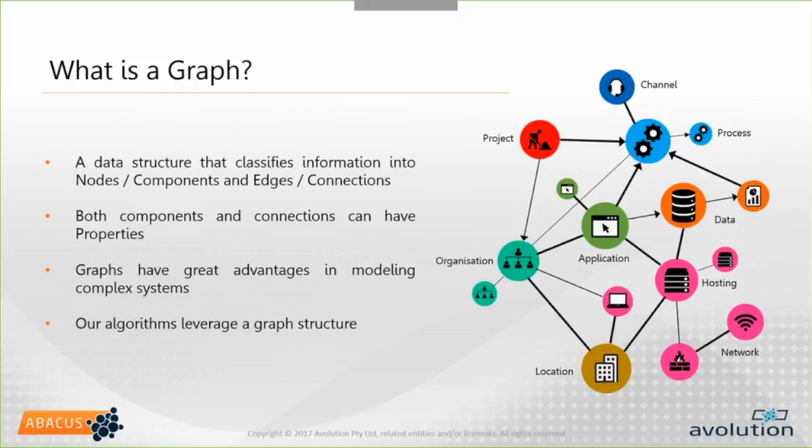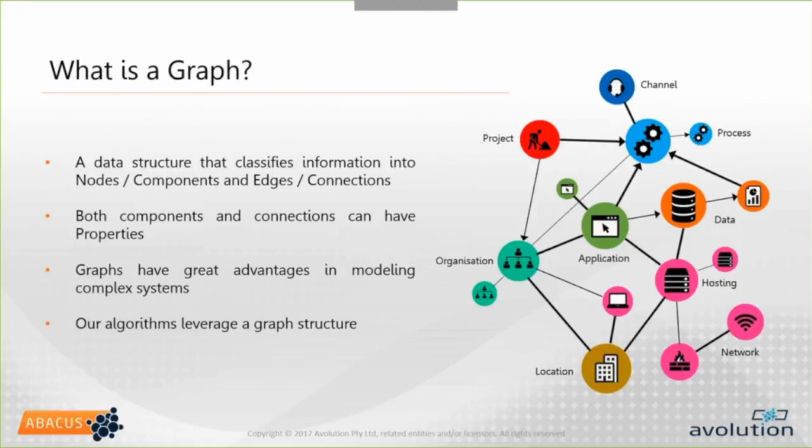So it's worth just covering what we mean by a graph. Now, there are some very mathematical, purist definitions. I'm going to use a less purist definition. But fundamentally, a graph is a data structure that classifies information into either nodes or components, and edges or connections. So in Avolution, we call them components and connections. It's a slightly more user-friendly, slightly more architectural way of describing it.